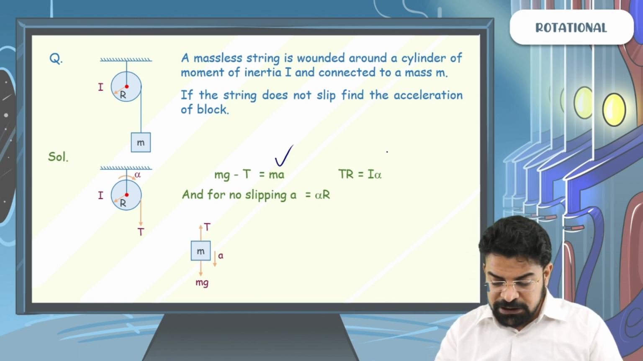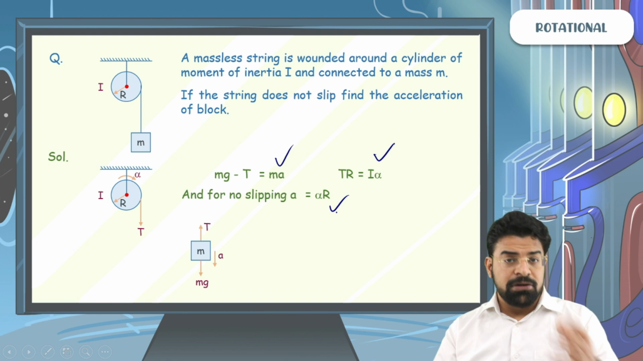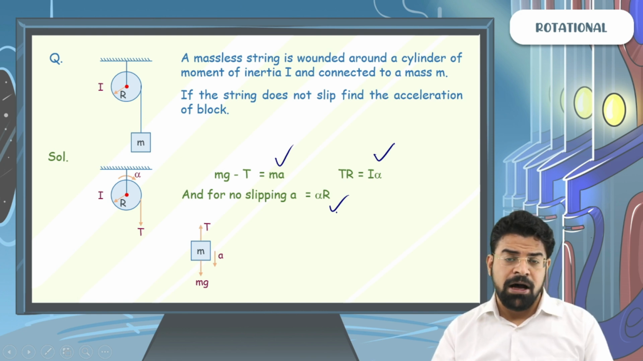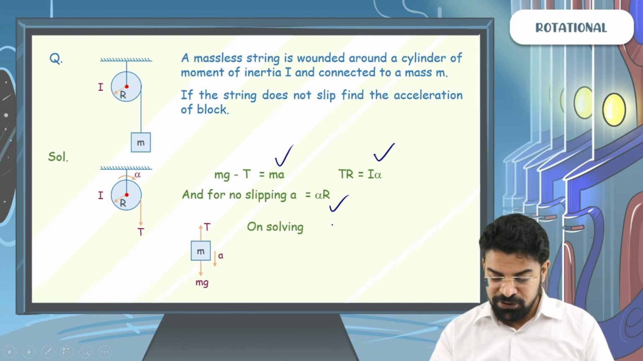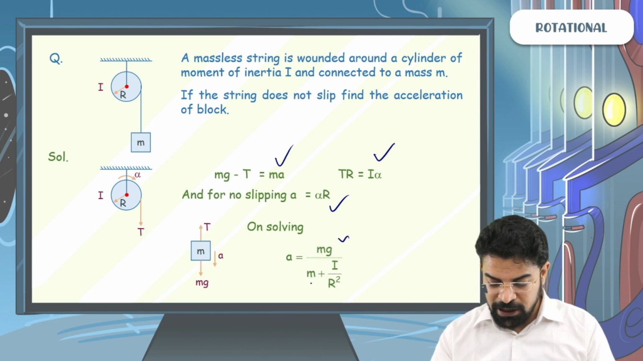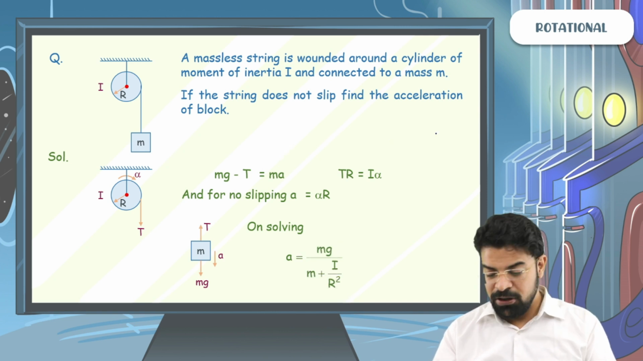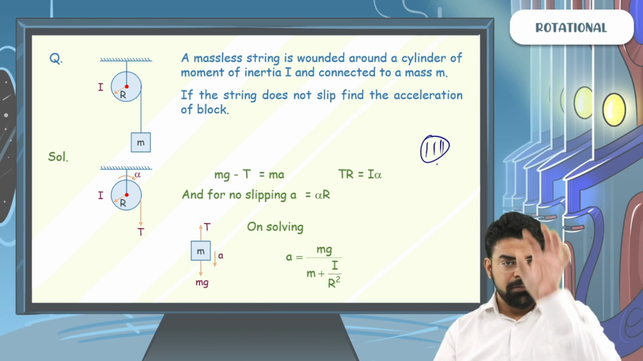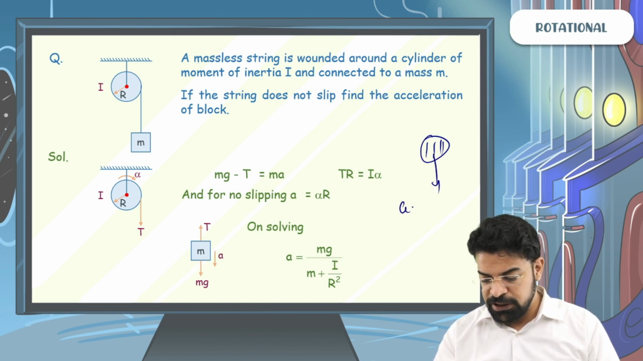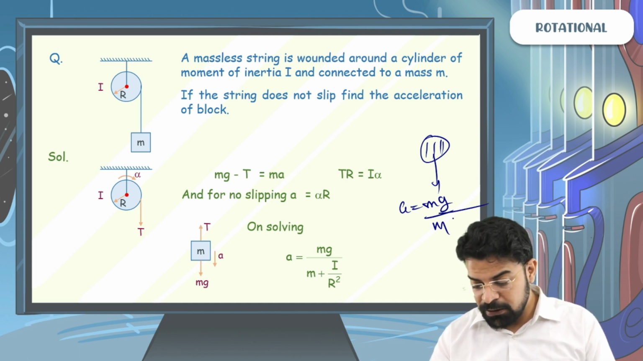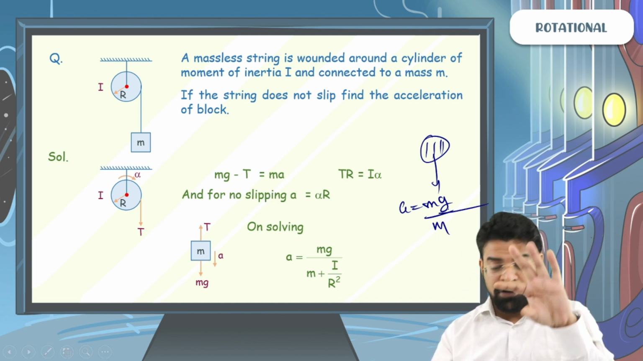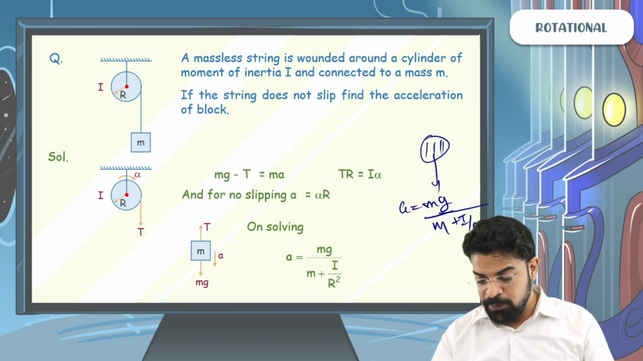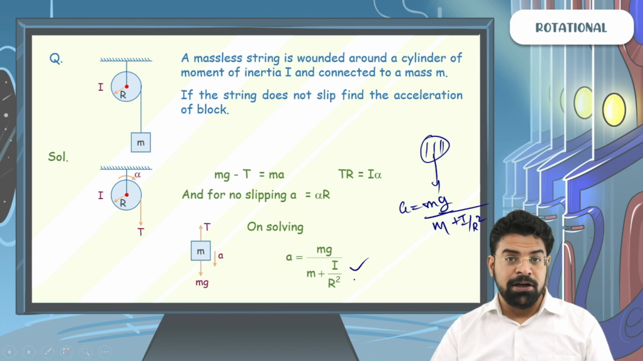When you solve these three equations for the three variables T, alpha, and a, after solving you get a equals mg upon m plus I by r square. So if you release a block directly to fall, its acceleration is mg by its mass. That's why you get g downward. Now, in the case of pulleys, when you have one pulley, add an extra term of I by r square. And that's how you get the answer.